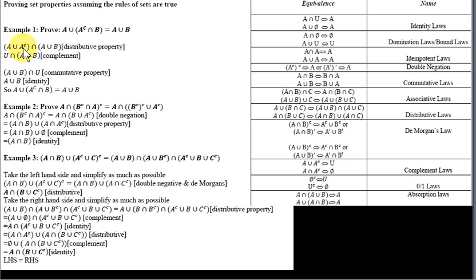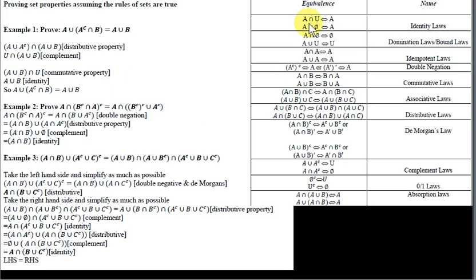Now, A union with A complement is just the universal set. That's the complement law here. A union with A complement is U. And we want the intersection of the universal set with A union with B. Well, we could turn it around by using the commutative property, which is that A intersecting B is the same as B intersecting A. We could turn this around, but we don't really have to.